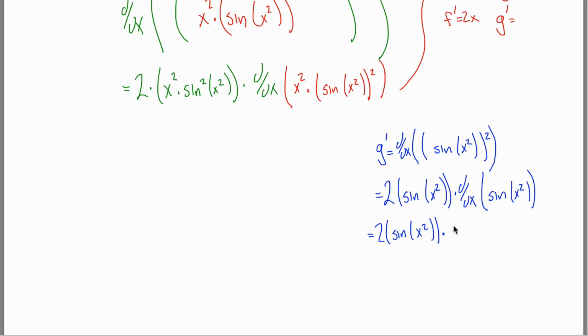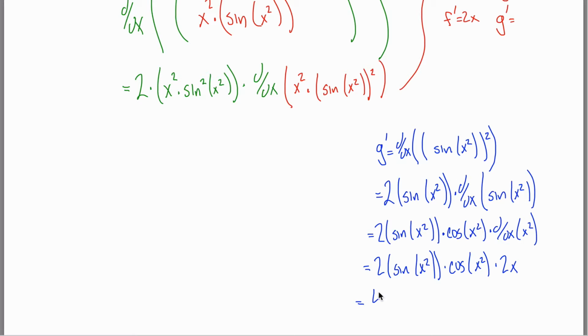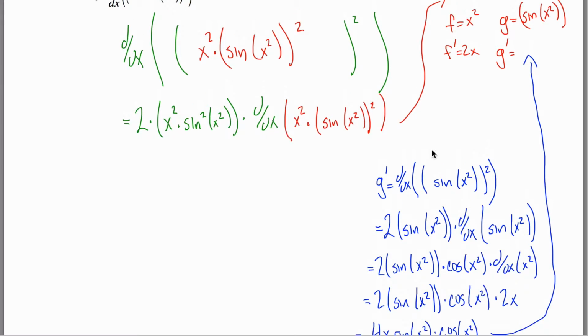The derivative of sine of something is cosine of something. But then I have to multiply that by the derivative of the something. So what I get is 2 times the sine of x squared times the cosine of x squared times 2x. In other words, 4x sine of x squared times cosine of x squared. This entire mess goes right there.